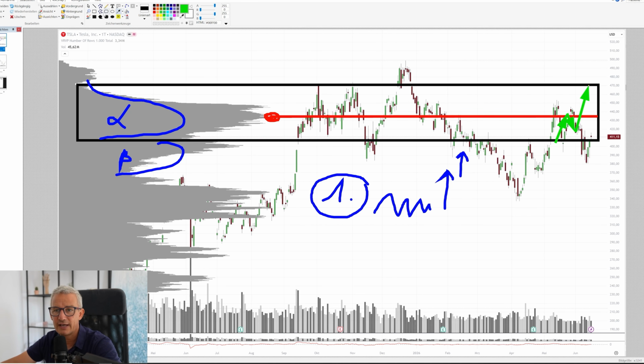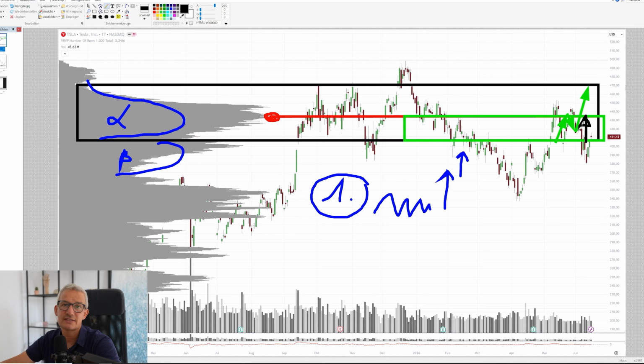And now the swing trader says, all right, I want to use this building block here between 410 and 433 as a trade for myself. And that's a swing trade. Why is that a swing trade? The reason for this is very simple. I have a distance that I can plan, and this distance is simply this one here for now.